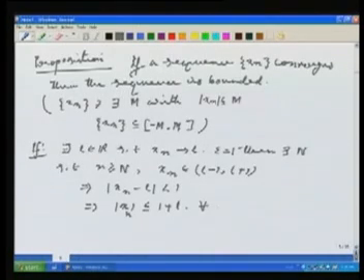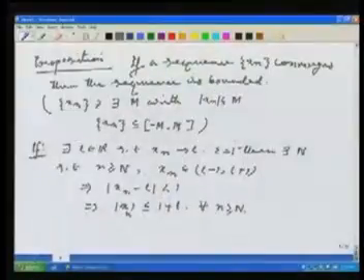But this happens after a certain stage. If I have to prove that the sequence is bounded, I have to show that there exists a number m such that all the terms of the sequence are less than that number m. Well, I have shown that this is true after a certain stage. Well, what happens to the previous stages?